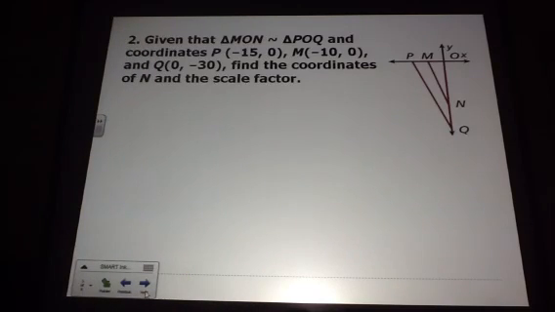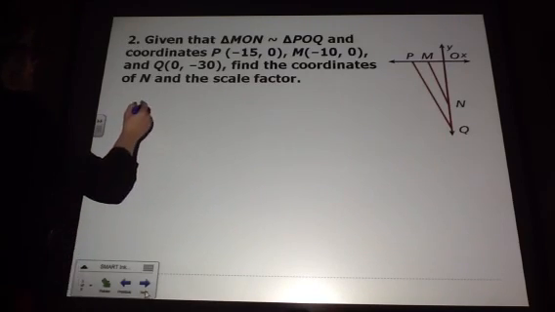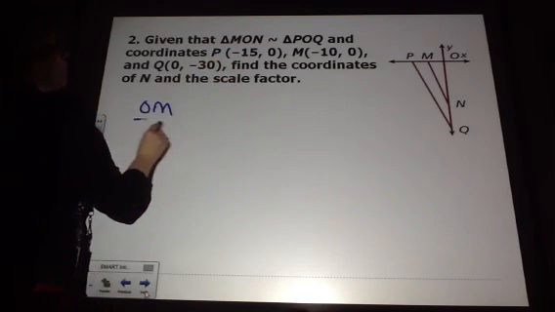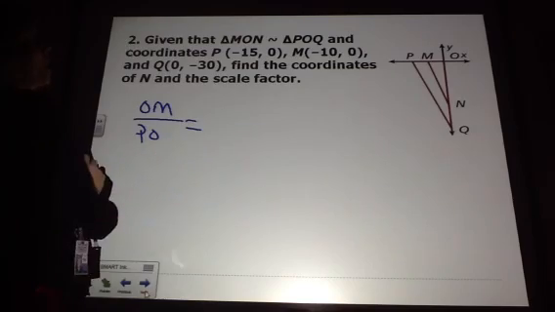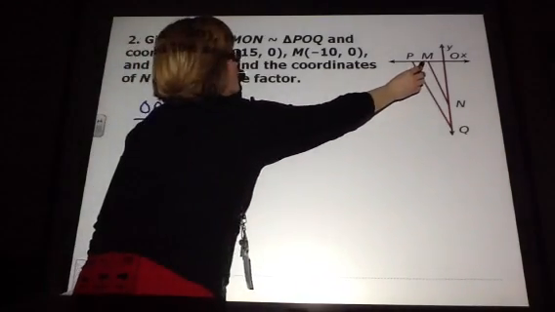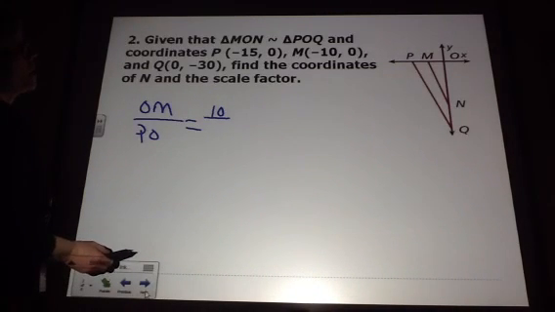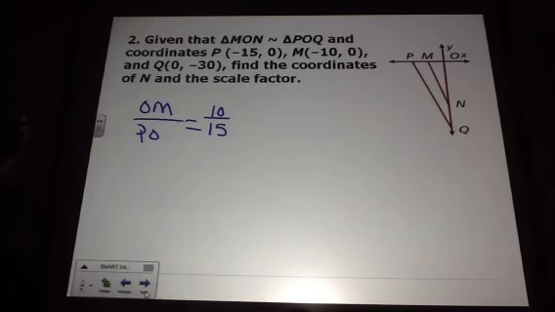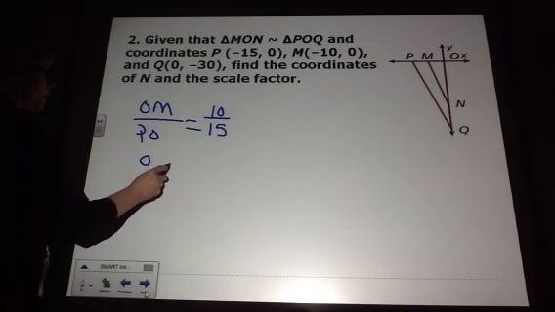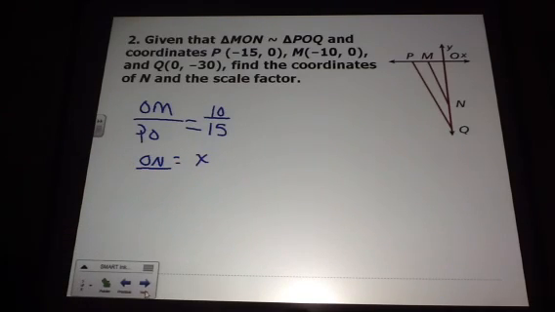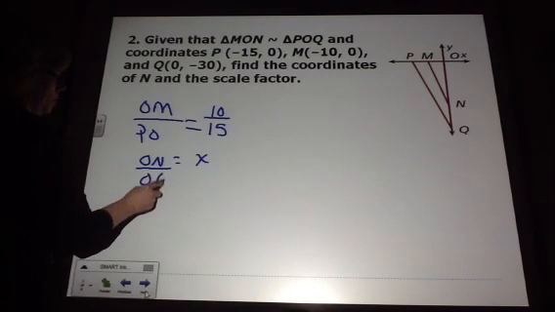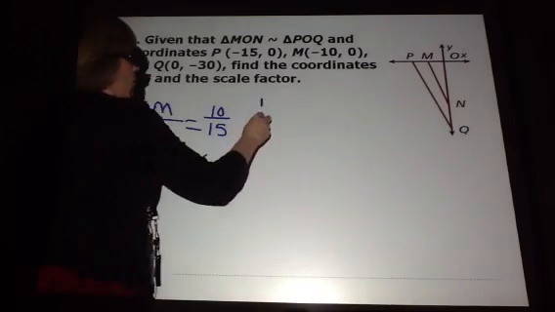Okay, same thing. Triangle MON is similar to triangle POQ. We have coordinates of P, M, and Q. So we have OM, which corresponds with PO. OM is 10, because this here is negative 10, and PO is 15. And then on the smaller triangle, ON is what we don't have, so there's our variable, over OQ, which is 30. So here's our proportion.